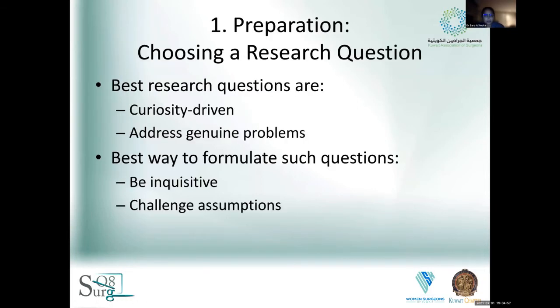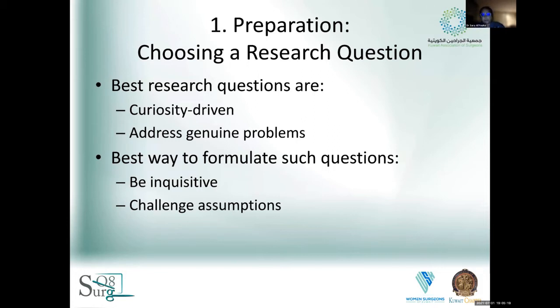So first part, preparation. I think fundamentally, this is the most important part of the entire process. We touched upon it in the first talk, which was critical appraisal, and it's really important to choose the right research question and to formulate it properly, because everything will fall into place once you have these things.